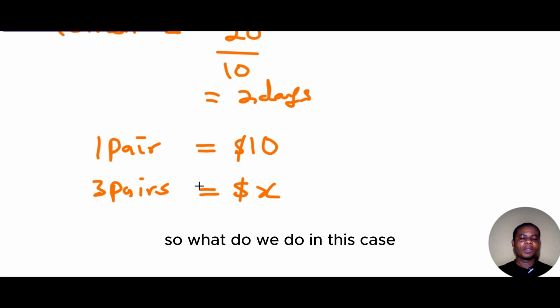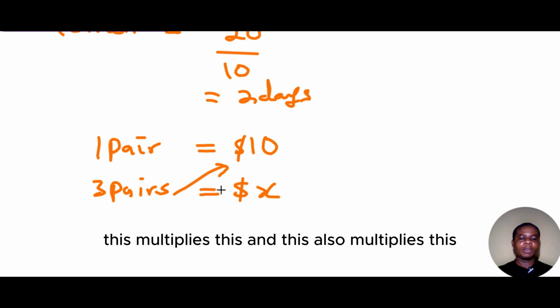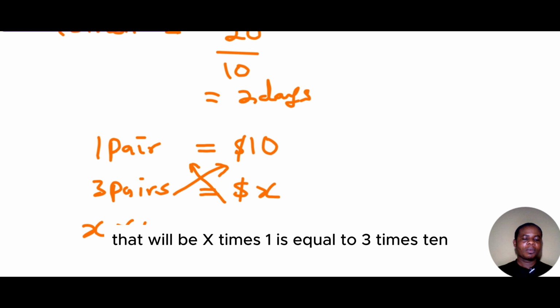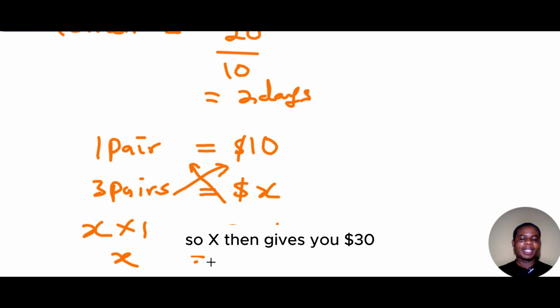So what do we do in this case? We cross multiply. This multiplies this and this also multiplies this. That will be X times 1 is equal to 3 times 10. So X then gives you $30.